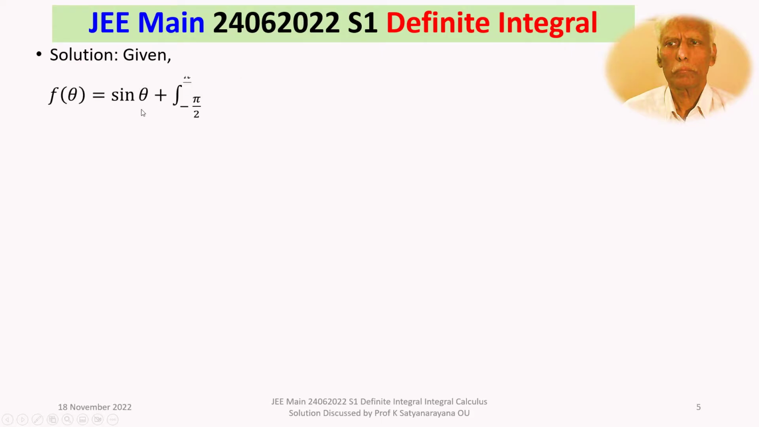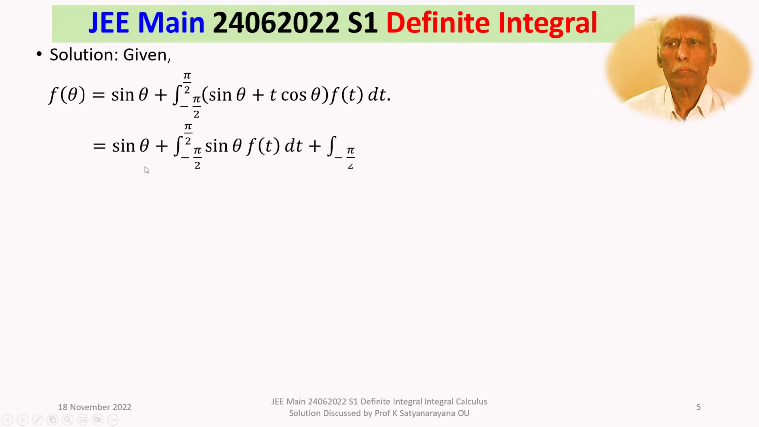Given f of theta is equal to sine theta plus the definite integral from minus pi by 2 to plus pi by 2 of (sine theta plus t cos theta) into f of t dt. Now separate them. The integral of the sum is equal to the sum of their integrals. We'll get sine theta plus integral minus pi by 2 to plus pi by 2 sine theta f t dt plus integral minus pi by 2 to plus pi by 2 cos theta into t into f of t dt. Note down, the integration is with respect to t, not with respect to theta.